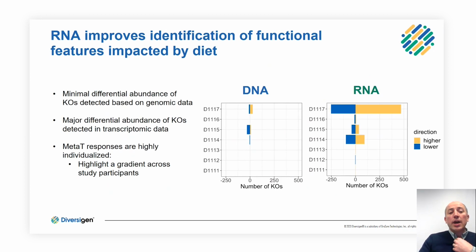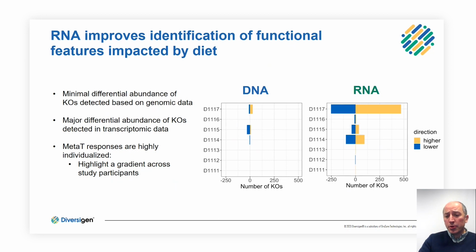So we also looked at differential abundance of KOs. KOs stands for KEGG orthologs, based on both genomic and metatranscriptomic data. When we look at the DNA, similar story, you see very few of those KOs showing a differential abundance, whether they increase or decrease in abundance. But when you look at the RNA, it gives a very different picture. You see that the changes are much more obvious.